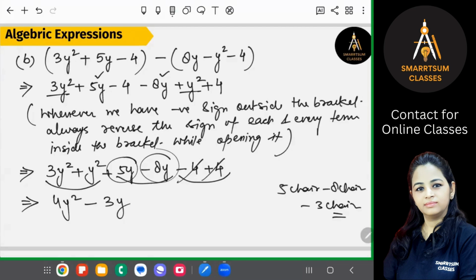Now, next. We have done this. So only this one is left. Both are unlike terms, so we cannot simplify it further. So this is our final answer.